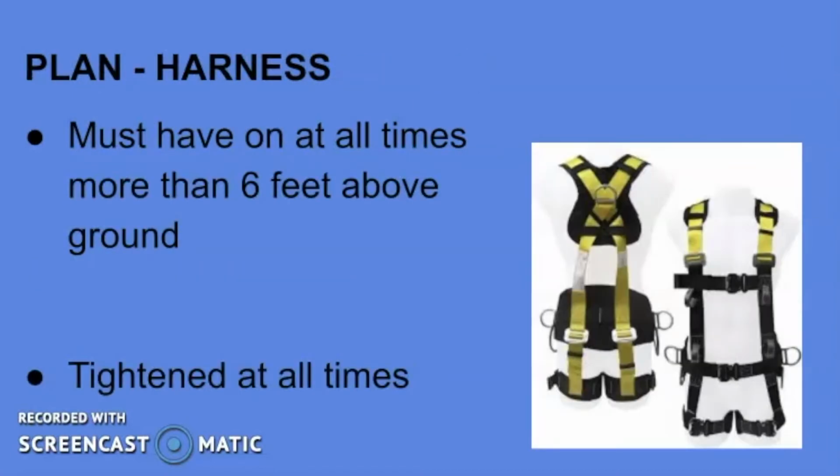So first, I'm going to explain the plan. So this is the harness, and as I just said, you must have it on more than 6 feet above the ground at all times, no matter if you're just climbing up the top of a trunk or a truck, or if you're just looking for something. You have to have it on at all times, just for the safety of you and the liability that you hold on your contractors. So it must be tightened at all times. So I'm going to teach you in a few about how to tighten your harness to make sure that it is on at all times, because if you do not tighten one little buckle, that could cost your life.